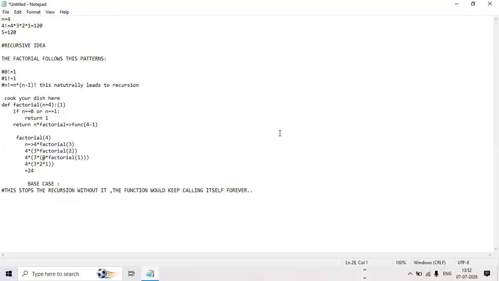Let me provide you the last formality, and what is this? That is your time complexity. It is big O of n. Space complexity is big O of n again.